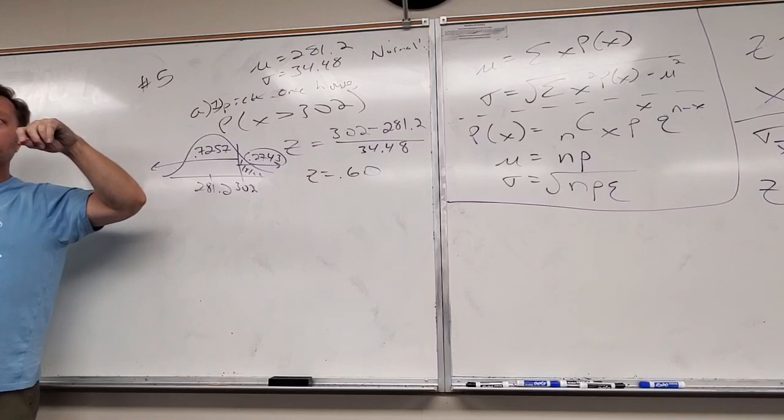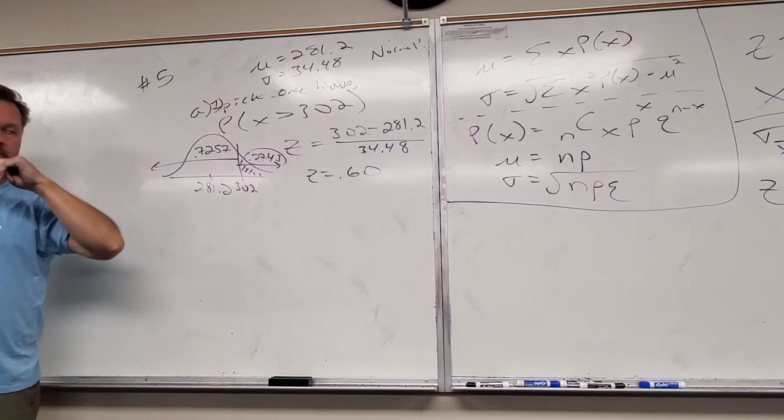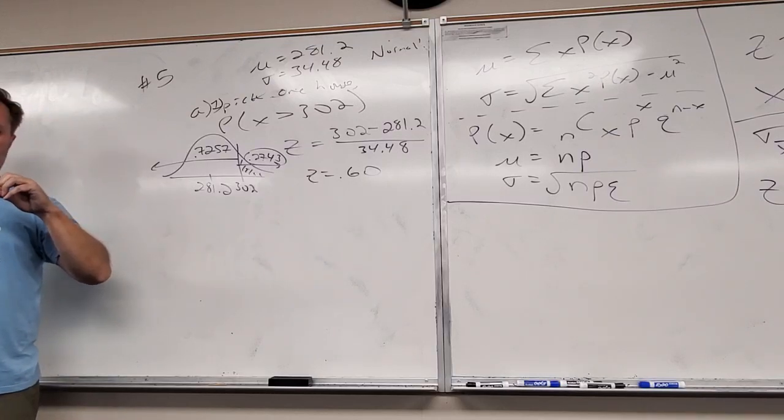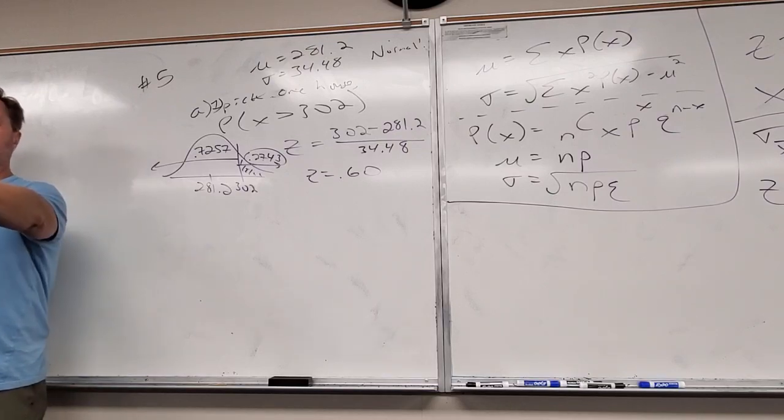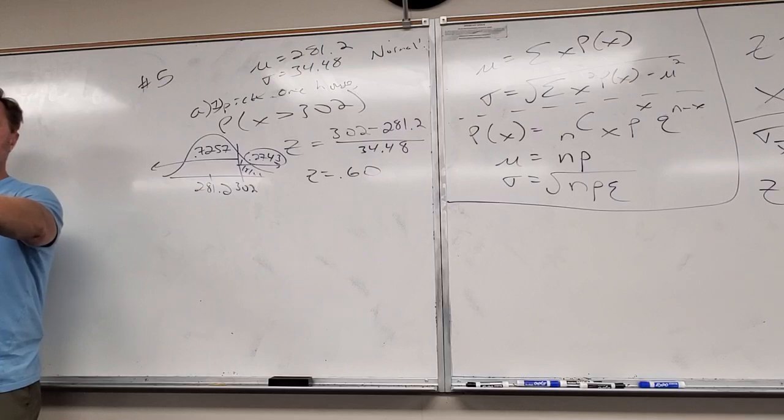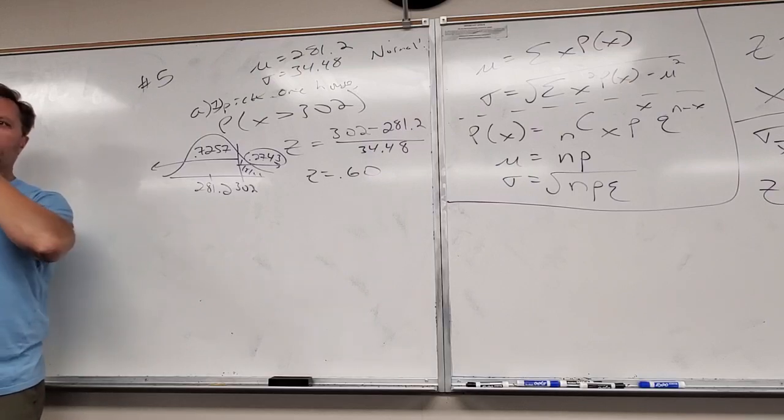I had a question. Instead of putting 0.60, if you put 0.603, you get a different Z-score. So what? The chart only goes out to 2 decimal places, so it doesn't matter. Oh, okay. Yeah, got you.